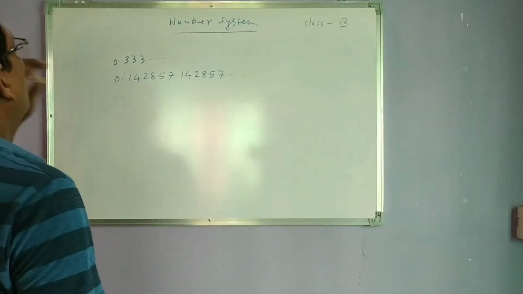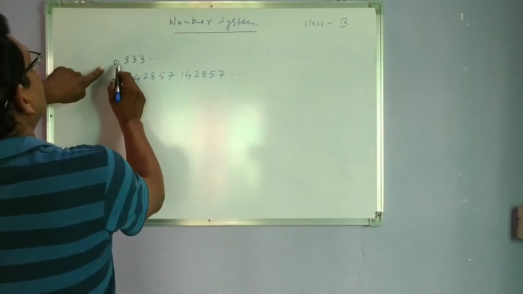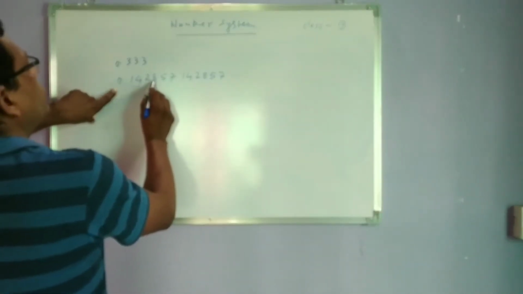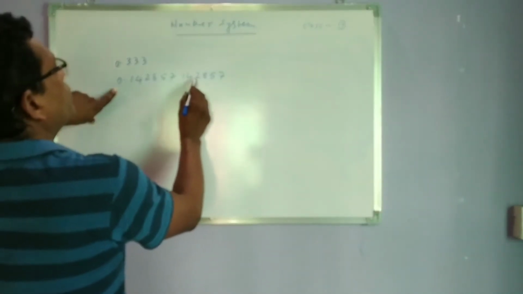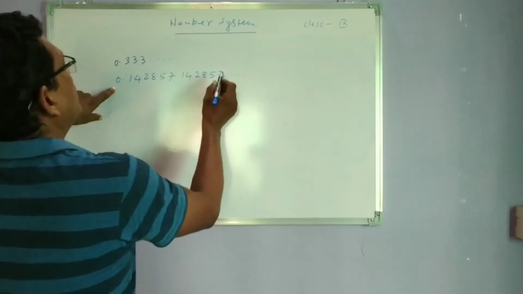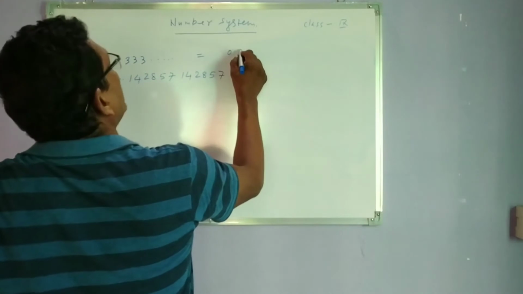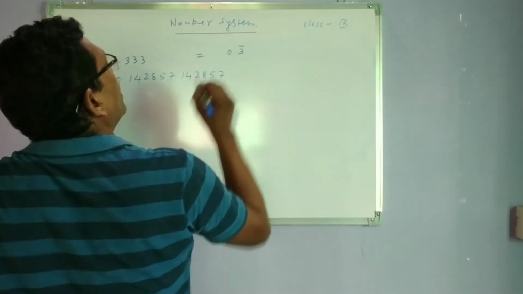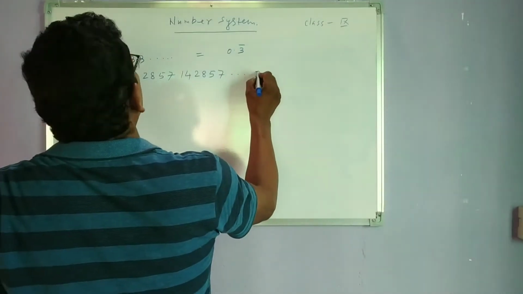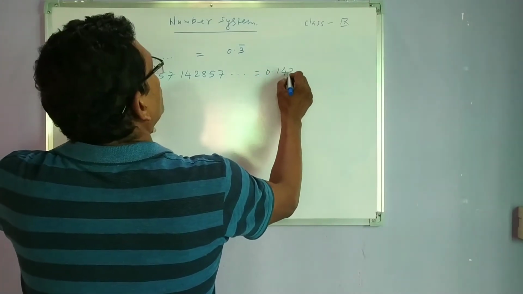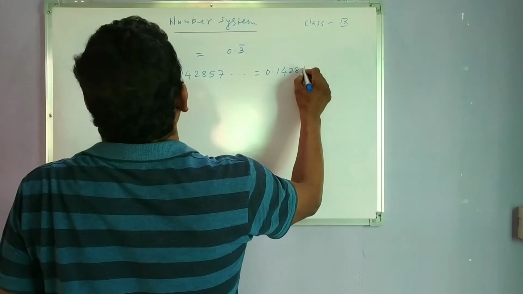So in these two decimal expansions, we saw the quotients as 0.333 and 0.142857142857. This can be written as 0.3 bar, and we write 0.142857 with a bar as like this.